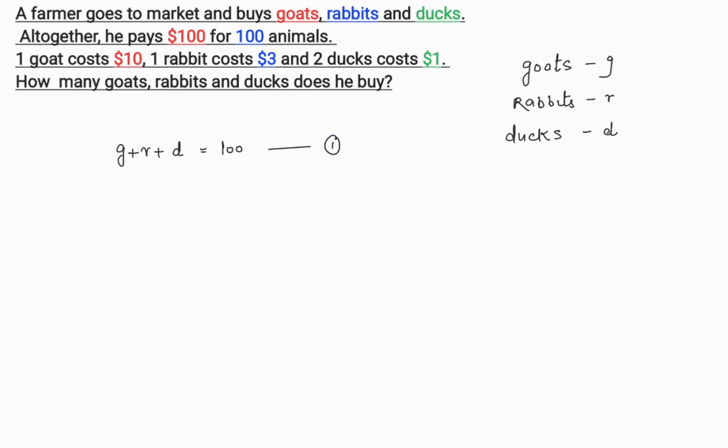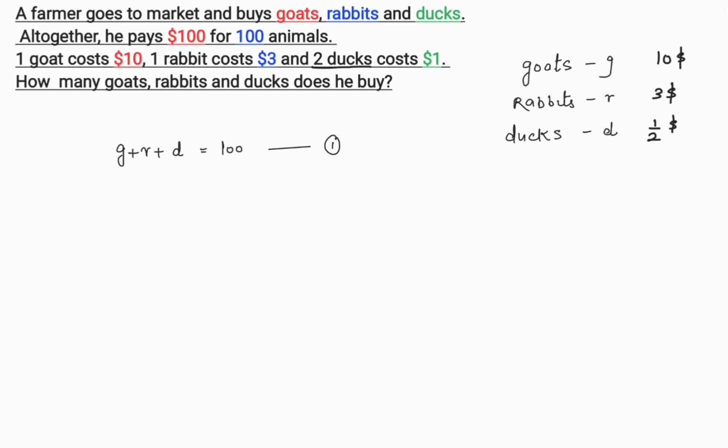Now we have another thing, that he bought goat for $10, right? And then he bought rabbit for $3. Okay, and then it says two ducks cost $1, right? That means what is the cost of one duck? It is $1/2, right? We need to look at the question carefully, that cost of two ducks is $1.